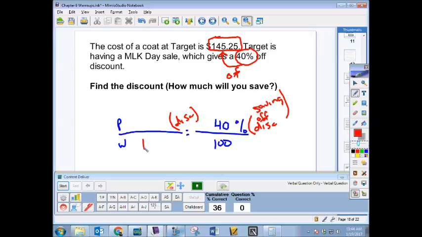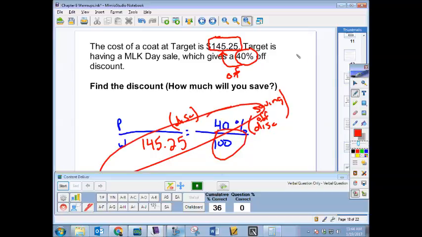Okay, so we're going to put that there. That's going to be 145.25. Now we're going to cross multiply and we're going to divide. What does that give me? Somebody tell me what it gives. Owen?